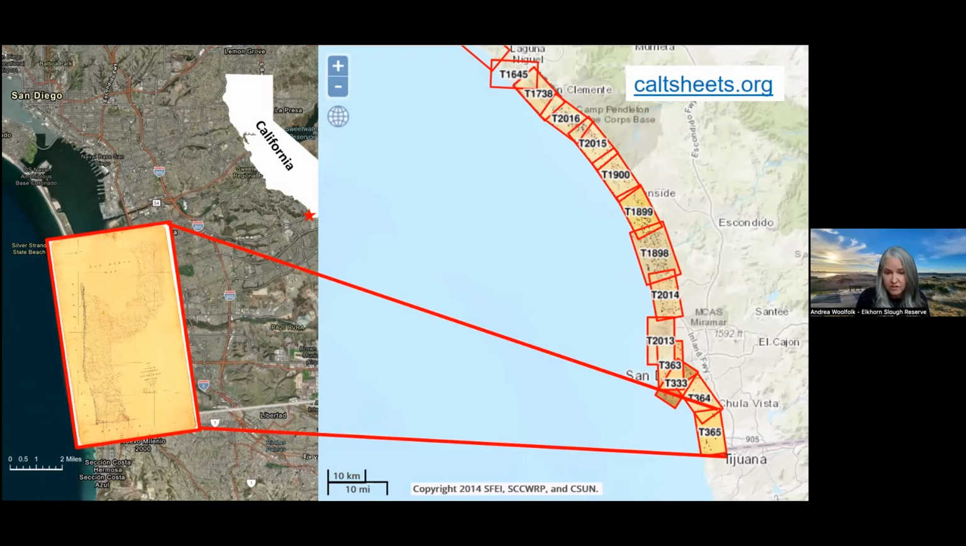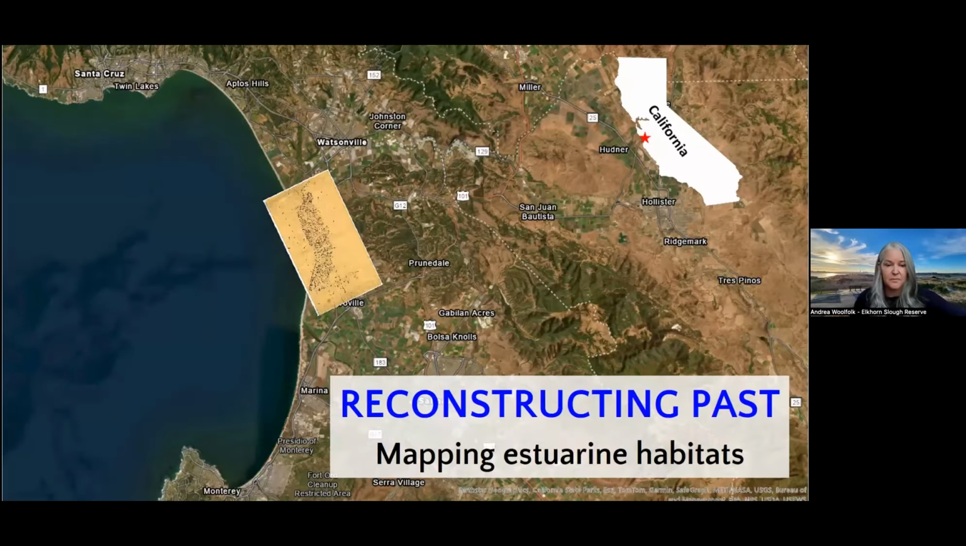For our national project, we use just 1 T-sheet per reserve, but other people should not feel limited to that. There's power in using multiple T-sheets over space and time for a habitat change analysis. All right, so now I'd like to move north to my home estuary, Elkhorn Slough in the Monterey Bay region in California, and show you how we use T-sheets to reconstruct past habitats. So let's go ahead and just focus on a small part of this 1854 T-sheet.